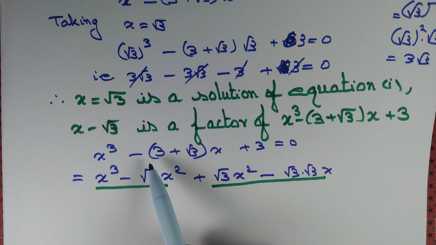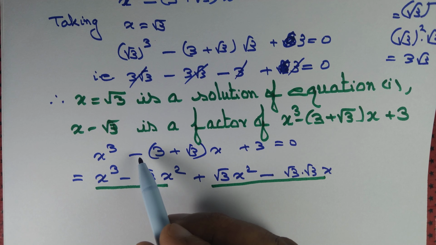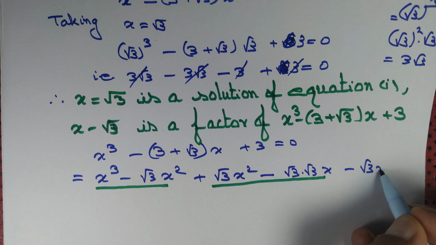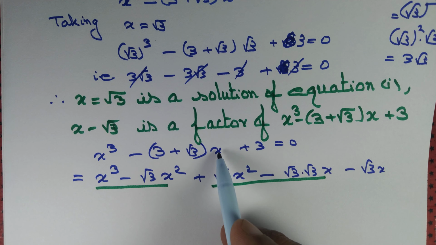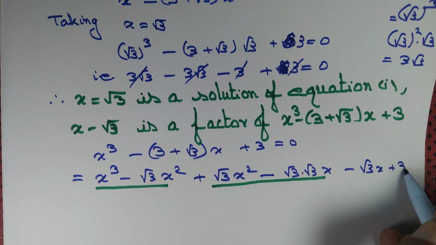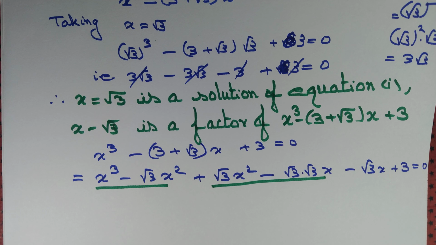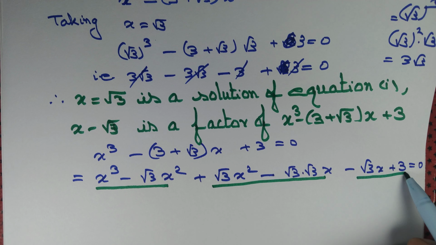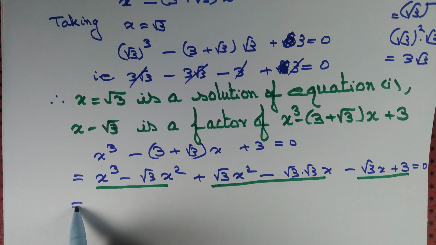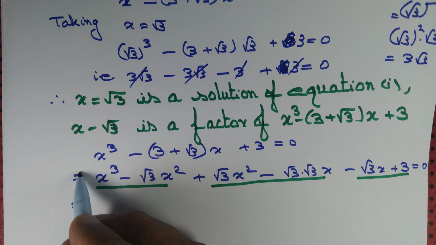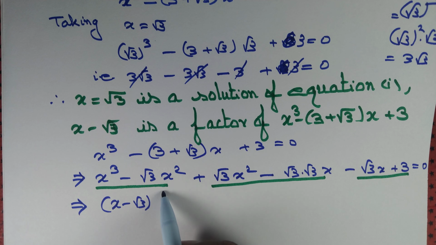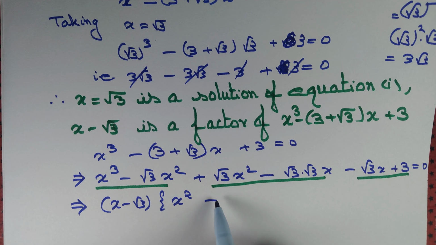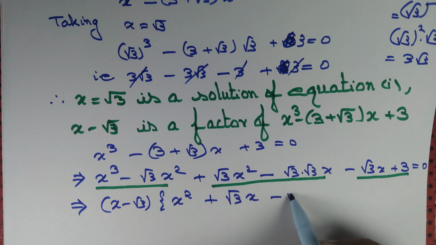So I don't have to add those. I have to just write minus root 3 x, because 3x gets absorbed, but minus root 3 x is left out. Plus 3 as it is, equal to 0 as it is. You can see that you can take x minus root 3 common from here as well. So let's take x minus root 3 common. When I take x minus root 3 common, I'm left with x square and then plus root 3 x and then minus root 3.